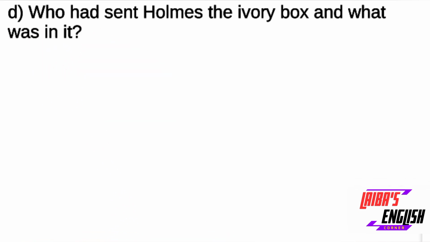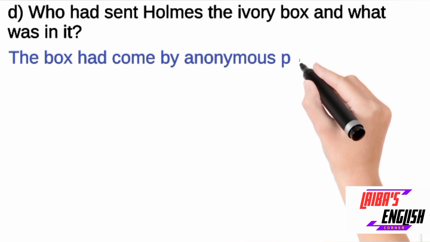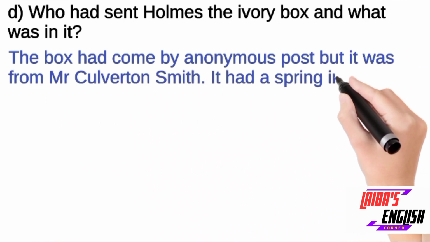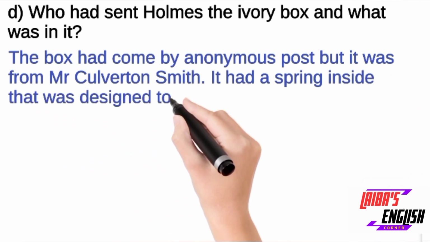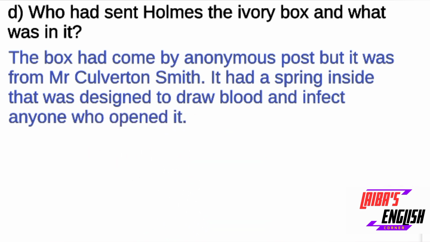Who sent Holmes the ivory box? I have already discussed this in the last page of this chapter. Cleverton Smith basically sent that ivory box. So the answer is, the box had come by anonymous post, but it was from Cleverton Smith. It had a spring inside it that was designed to draw blood and infect anyone who opened it. The box came last Wednesday with no name on it, but it was basically sent by Mr. Cleverton Smith, and in it there was a spring which can damage anyone who opens it.